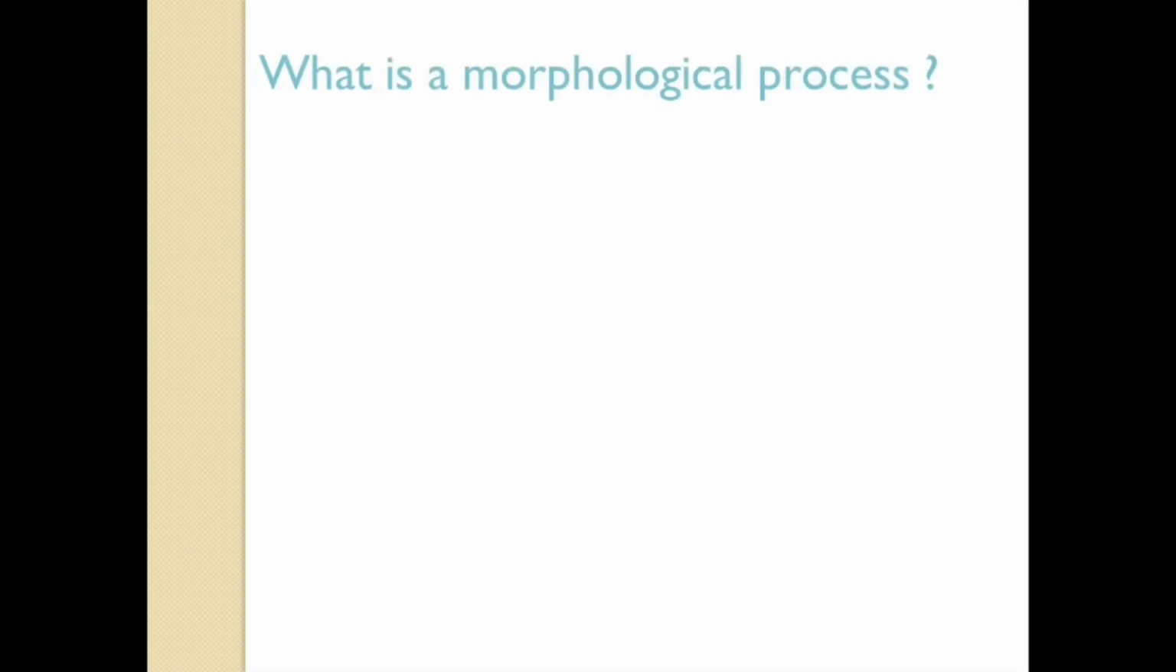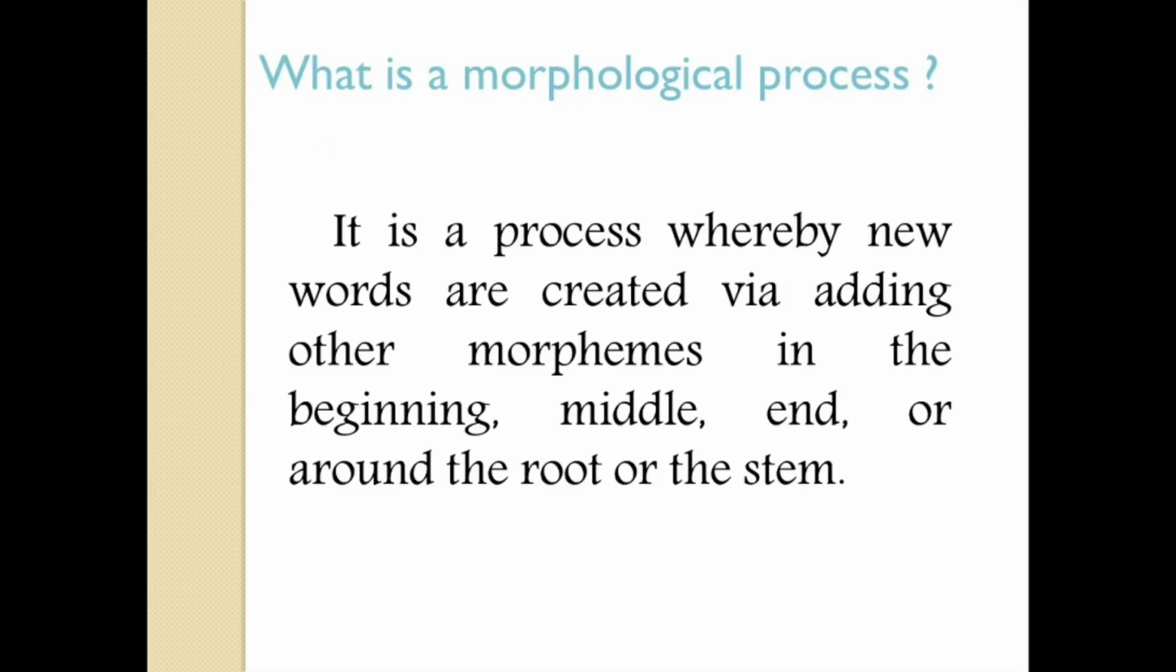So first, the definition of a morphological process. What is a morphological process? It is a process whereby new words are created via adding other morphemes in the beginning, middle, end, or around the root or the stem, or maybe sometimes by duplicating the morpheme either completely or partially, as we are going to see in the morphological process called reduplication. What did you understand by a morphological process?